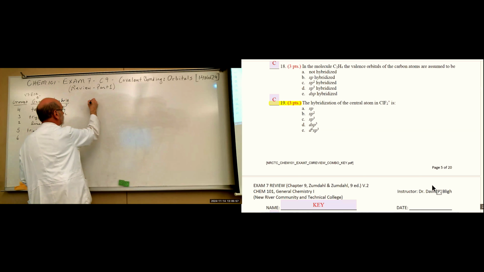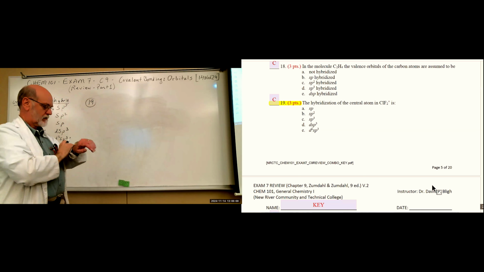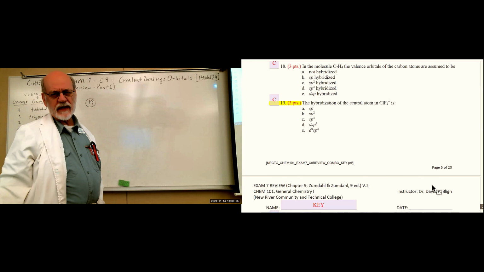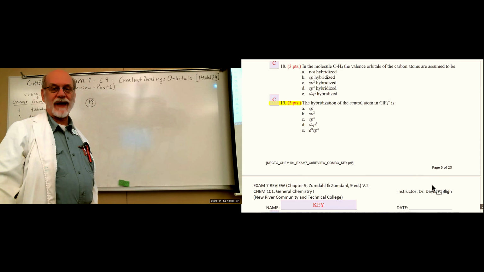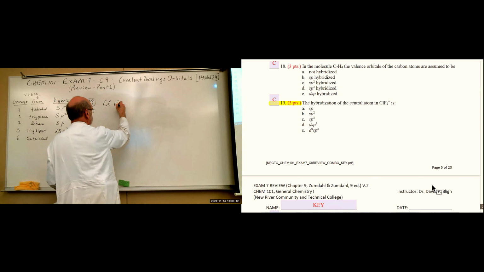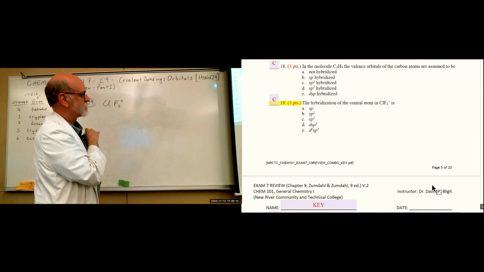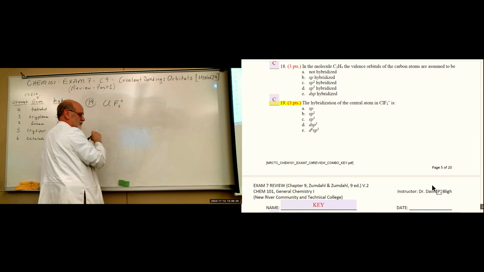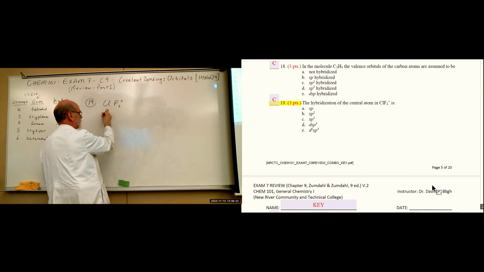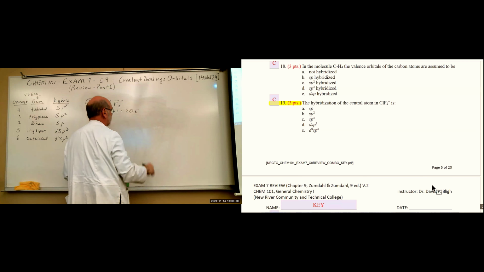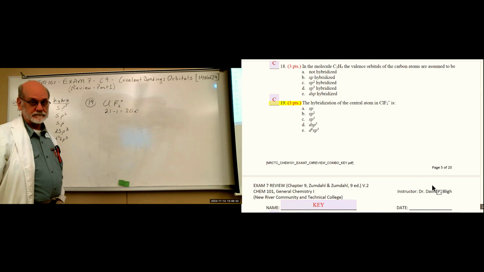To number 19. The hybridization of the central atom in ClF2+. Okay, so we're going backwards now. ClF2+. Okay. So we start off with 3 halogens. 3 times 7 is 21 electrons. But we've got a positive charge, which means we've lost one of those electrons. There are only 20 electrons in that structure.